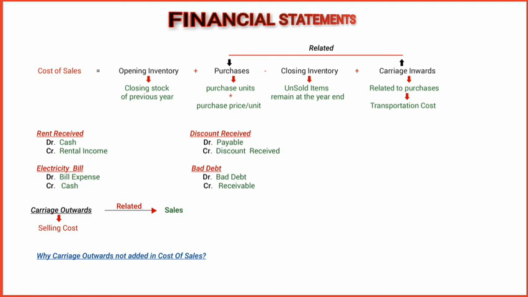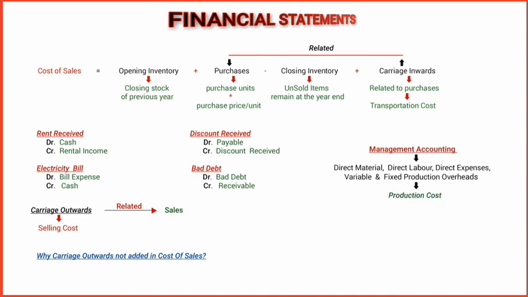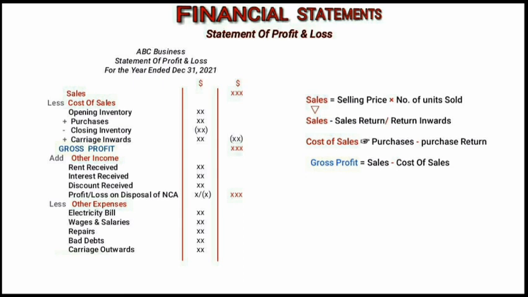The answer is that, according to management accounting, direct material, labor, expenses, and variable and fixed production overheads are all included in production cost. And selling, admin, distribution, finance and research costs are non-production costs. As we discussed above, in cost of sales only production cost is included, and carriage outwards is a selling cost and non-production cost. That's why it is included in other expenses instead of cost of sales. Again, the aggregate figure is listed in the outer column, and deducted from the balancing figure of gross profit.